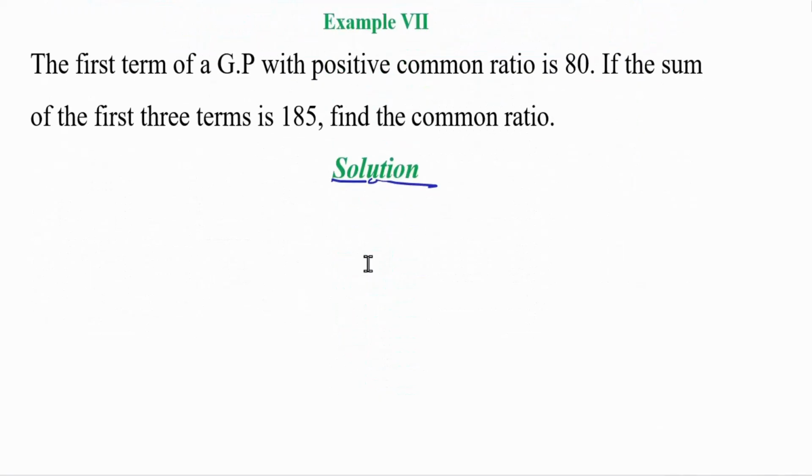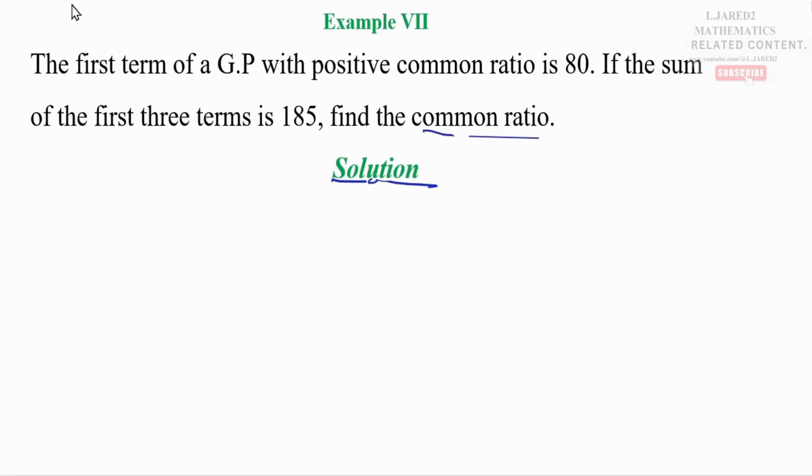So let us have this question. It reads, the first term of a GP with a positive common ratio is 80. If the sum of the first three terms is 185, then find the common ratio. So we are required to find the common ratio in this question. So let us break down this question by having the solution to it.